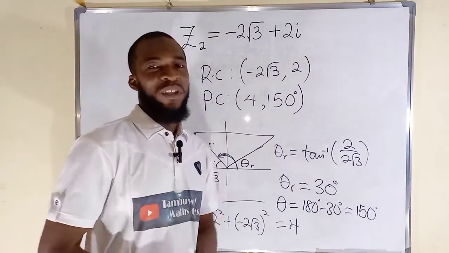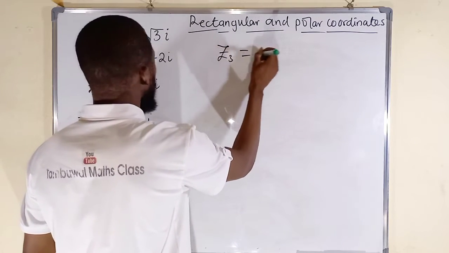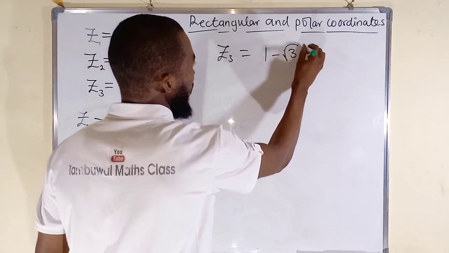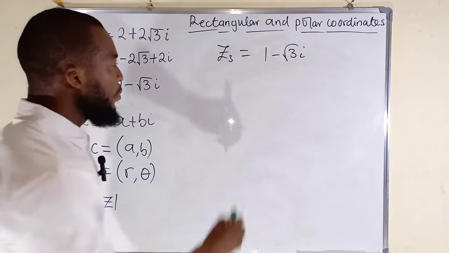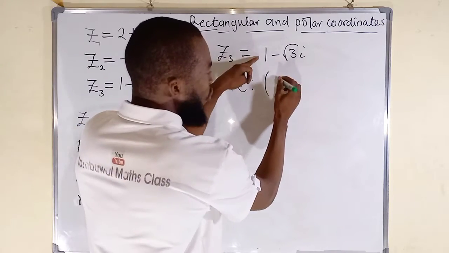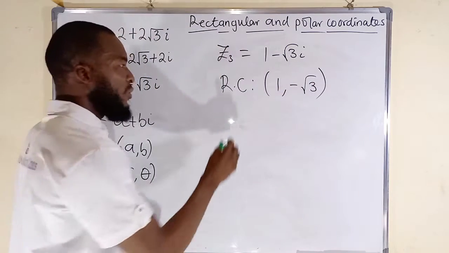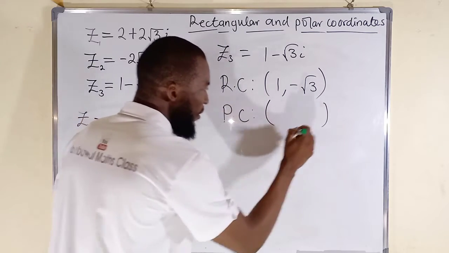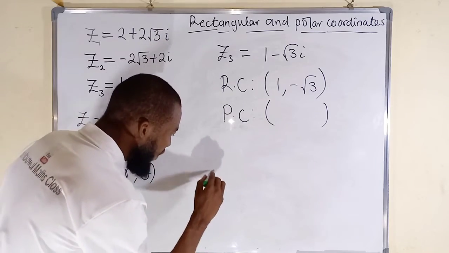Now we can go to question number 3. The last one, we have Z3 equal to 1 minus root 3 i. This is our complex number. Rectangular coordinate is just what? 1 comma negative root 3. So what about the polar coordinate, which is r comma angle? First of all, let us sketch it here.